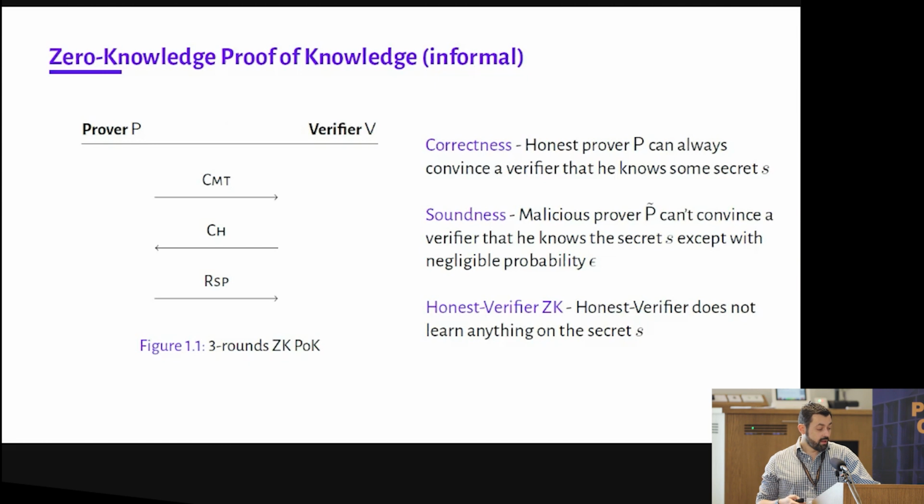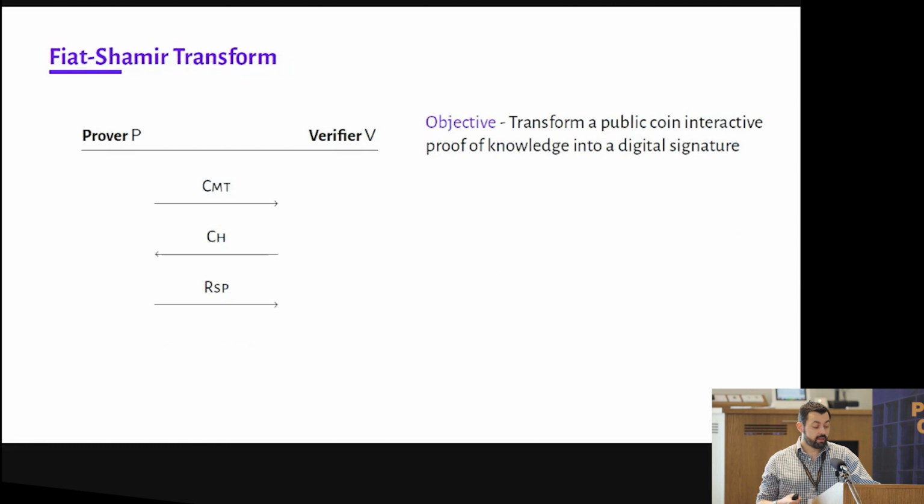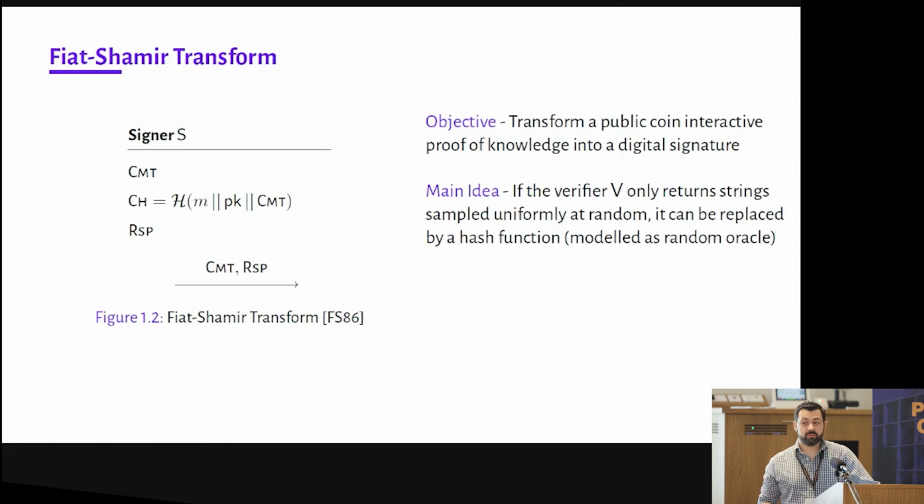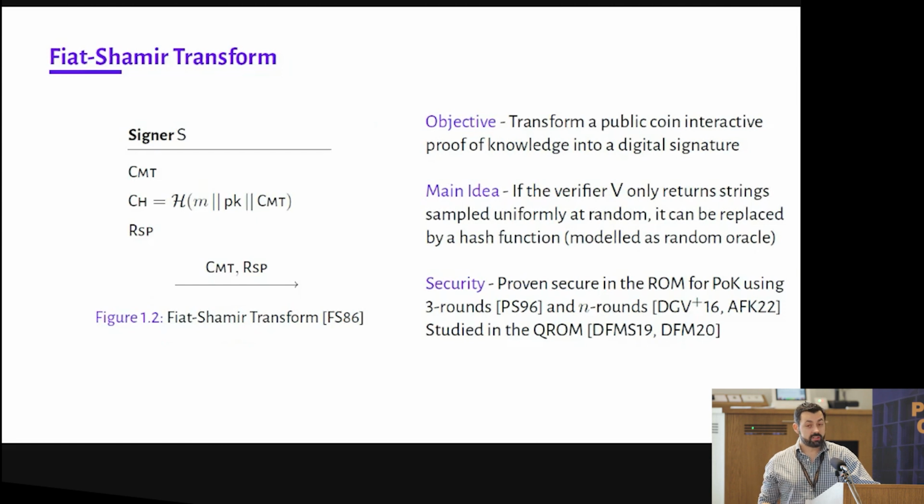We also want zero knowledge, in our case honest verifier zero knowledge, which ensures that nothing is leaked about the secret. As for why those proofs of knowledge are important for digital signatures, it's due to the work of Fiat and Shamir, which allows transforming a public coin interactive proof of knowledge into a digital signature. The main idea is that if the verifier only returns strings that are sampled uniformly at random, then you can replace it by a hash function that you model as a random oracle.